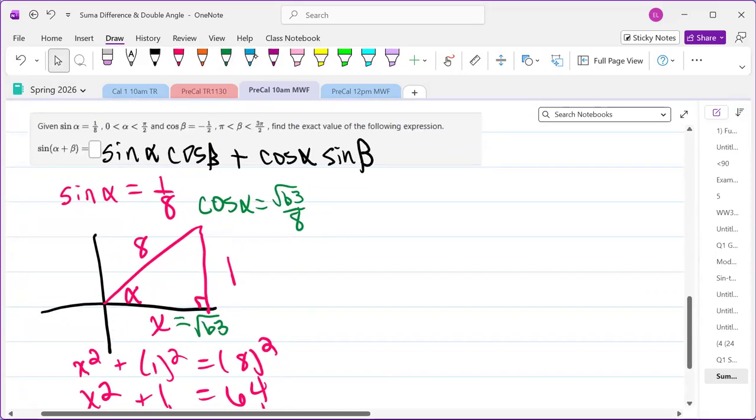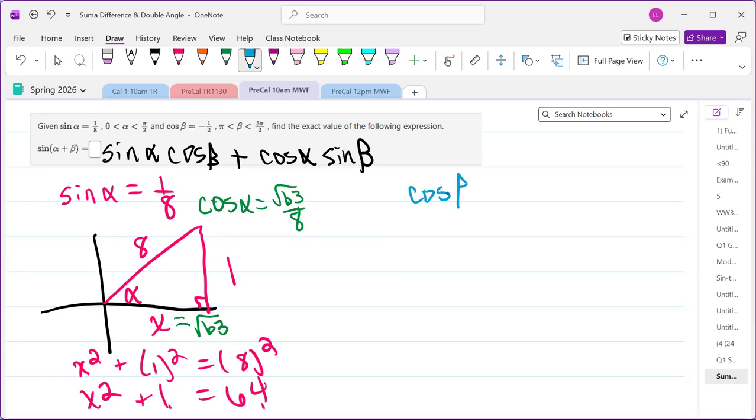Now, same song, second verse, but we're going to do it with the beta. Now, the beta angle is a little more interesting. Cosine of beta is -1/2, and we're told beta is between pi and 3 pi over 2. So pi is to the left, 3 pi over 2 is down. So this puts our triangle in quadrant 3. And now another hippie, adjacent over hypotenuse. So -1 for the adjacent side and 2 for the hypotenuse.